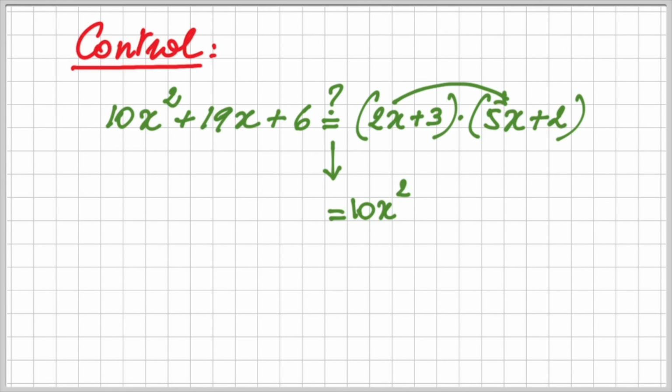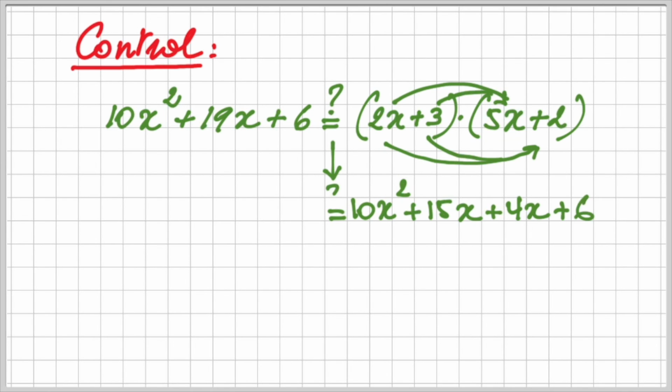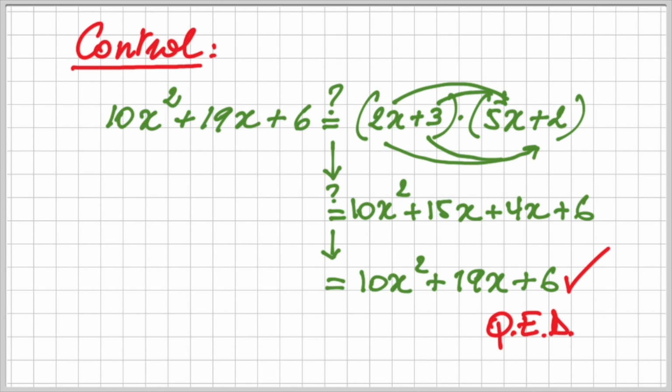So I have 2x times 5x is 10x squared. Then we have 3 times 5x is 15x. Plus 2x times 2 is 4x. Plus 3 times 2 is 6. And now we continue with the equation and we can say that we find 10x squared plus 19x plus 6, which is basically equal to the equation where we started from.